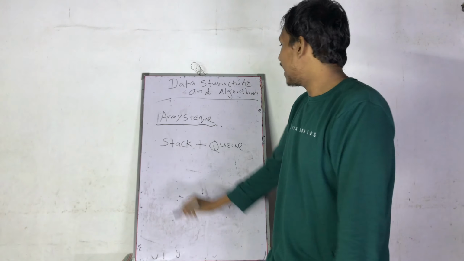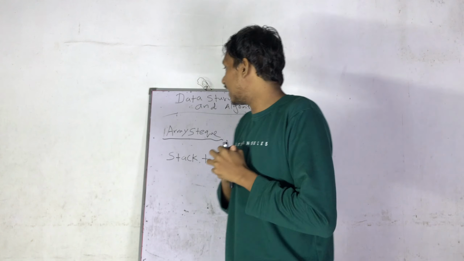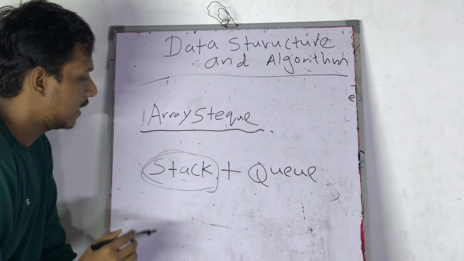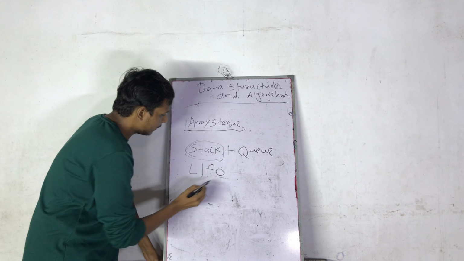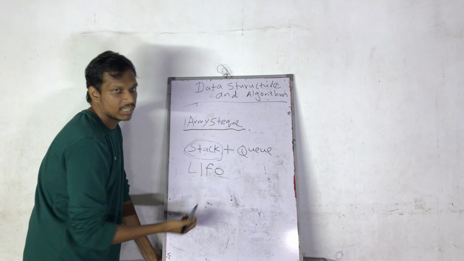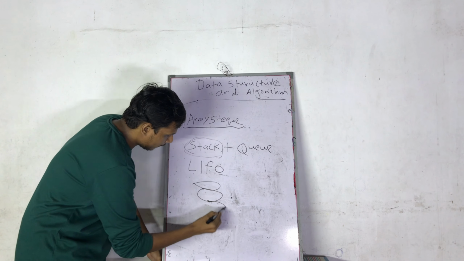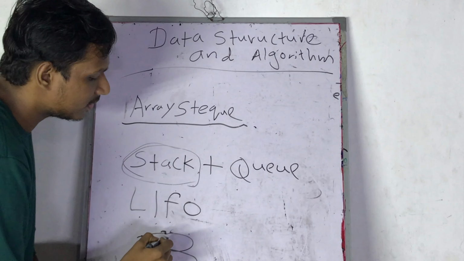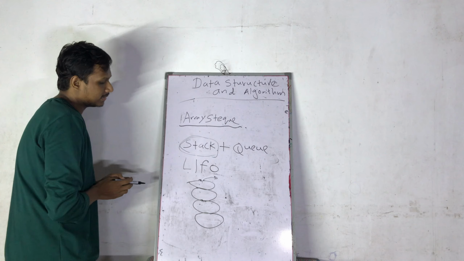Okay, array stack. Array stack is a hybrid data structure that combines stack and queue. First we talk about stack. Stack works on the LIFO method. It means last in, first out. For example, imagine a pile of plates like this. We should take the first plate which is on the top, like this.